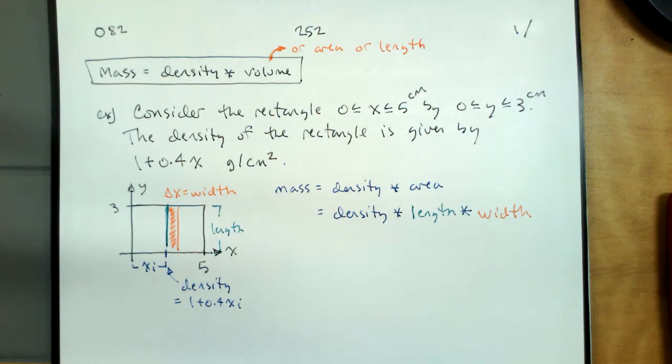But then we switched to a variable density. The way we play the calculus game is just take a multiplication problem. Mass is density multiplied by area, and make one or more of those factors continuously variable. So we took density and turned it into the function 1 plus 0.4x. So the density varies with distance from the y-axis.